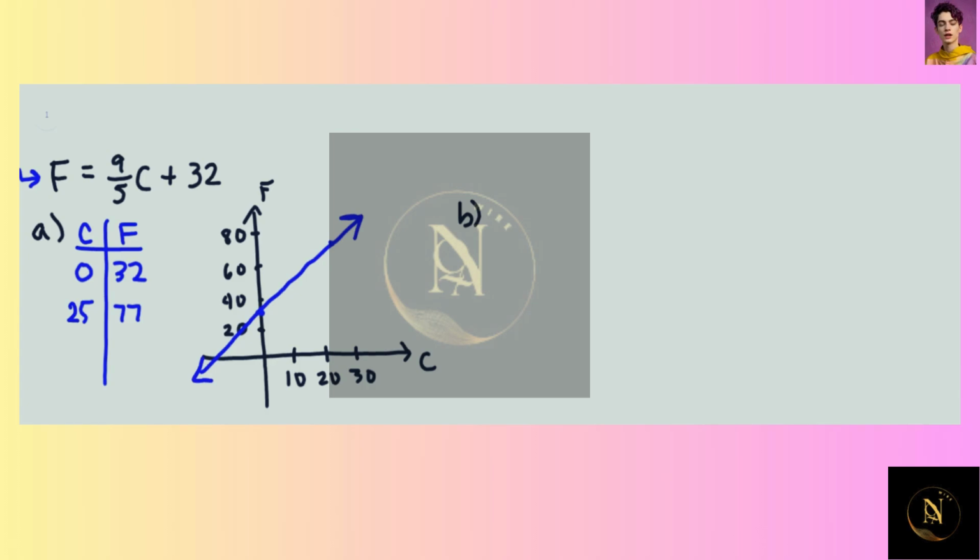In part B, we want to talk about the slope. So what's the slope and what does it represent? When you look at the equation, you can see that the slope is 9/5. And if you think about the units on slope, the slope is change in y over change in x.